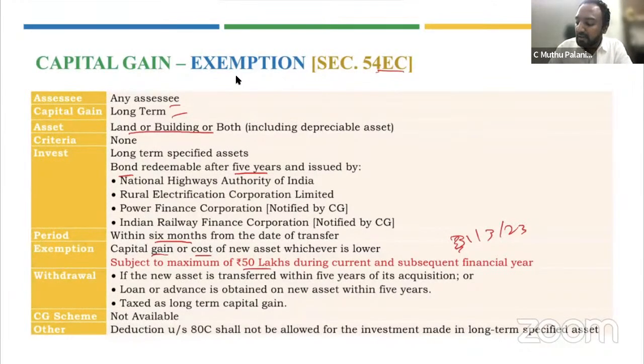It will be withdrawn if the new asset is transferred within 5 years, because there is a restriction period of 5 years. So if I'm transferring the bond within 5 years, or if I obtain any loan based on that bond within 5 years, then it is taxed as long-term capital gain. Capital gain scheme is not available because the time available is only 6 months. However, deduction under 80C shall not be allowed for investment made in long term. Since you have claimed exemption here, you cannot claim any deduction under section 80C. So that is 54EC.